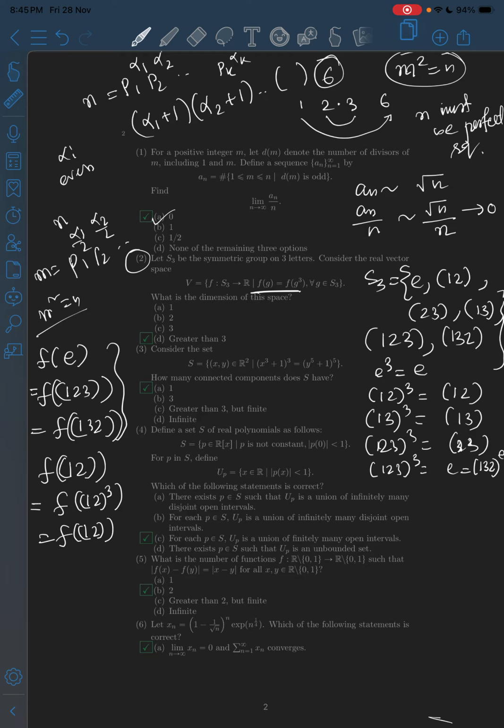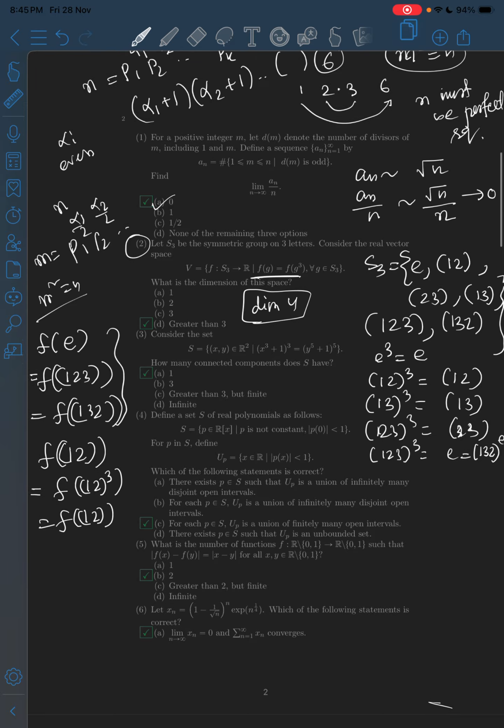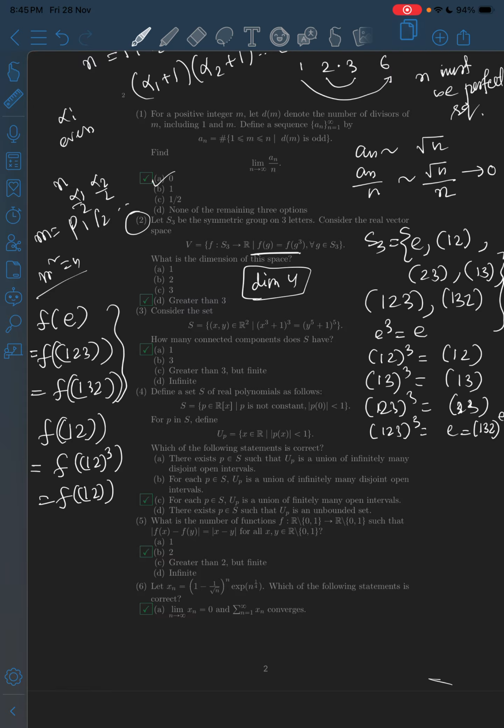Okay, so this is the thing, that this dimension is actually 4 dimensional. Because it only depends on where you send the identity, then (1 2), (1 3) and (2 3), 4 elements, so that's why it is dimension 4. Okay, so now come to the third question.